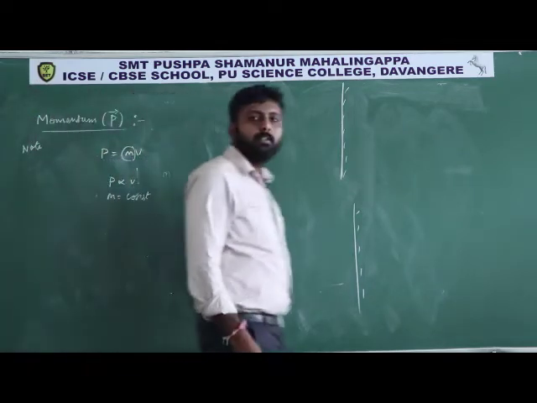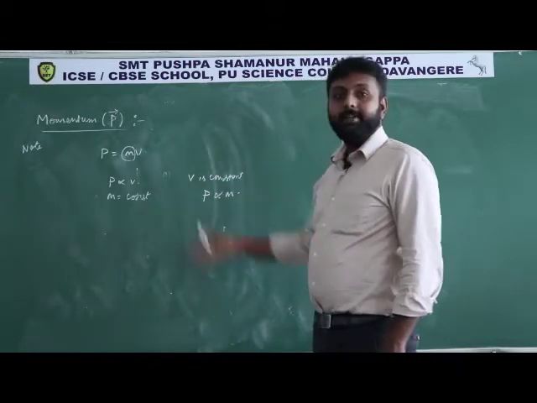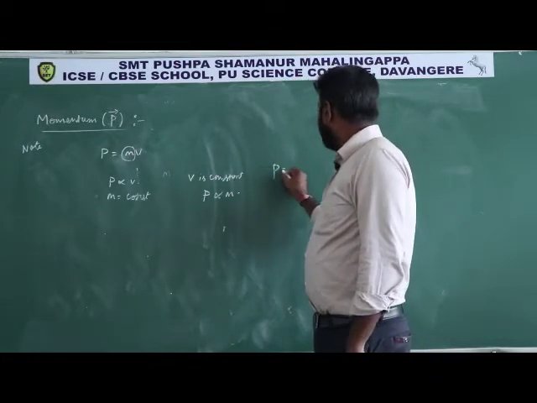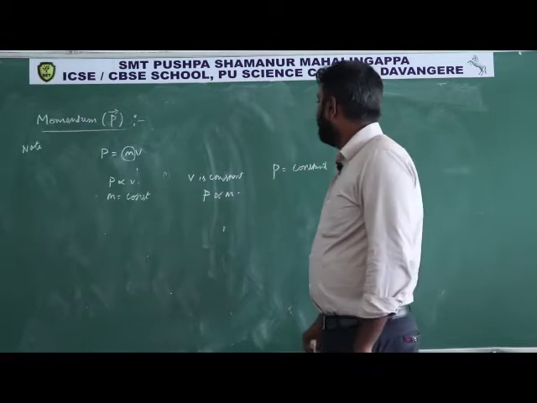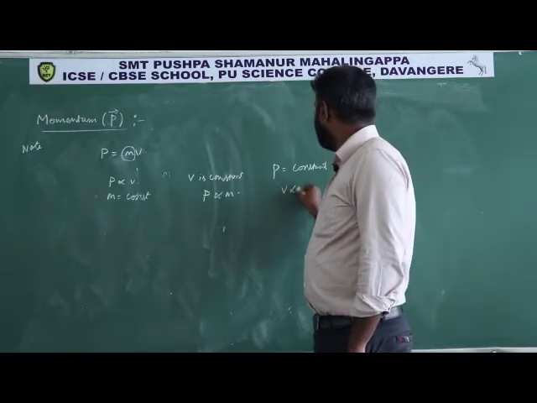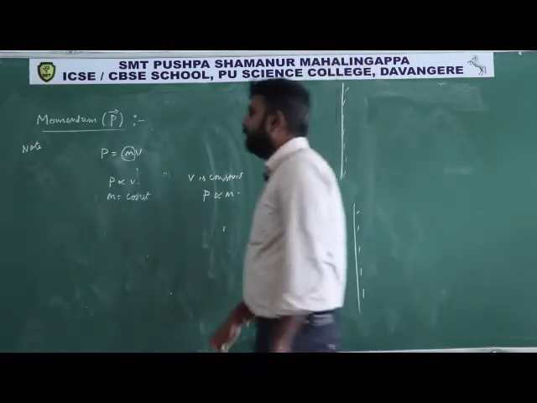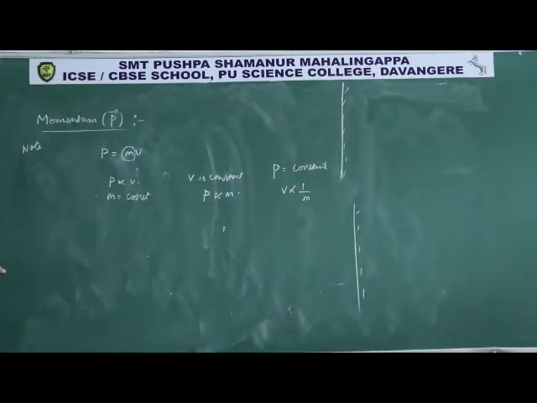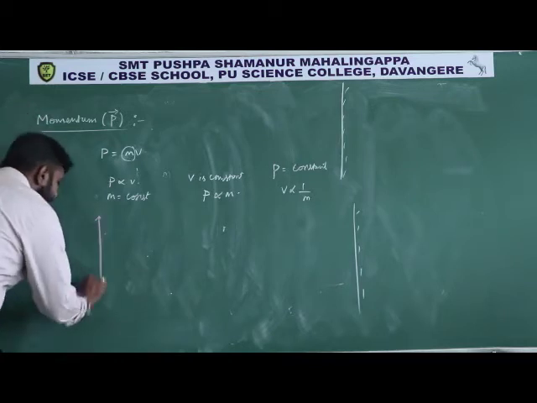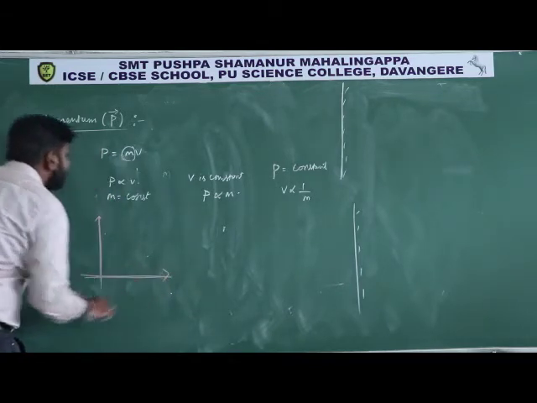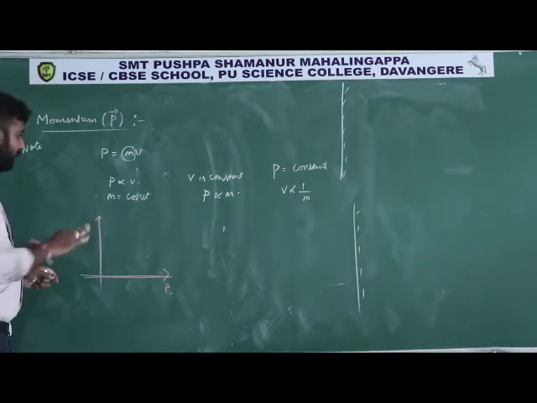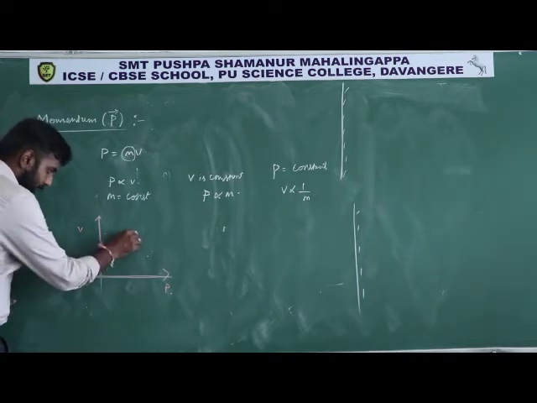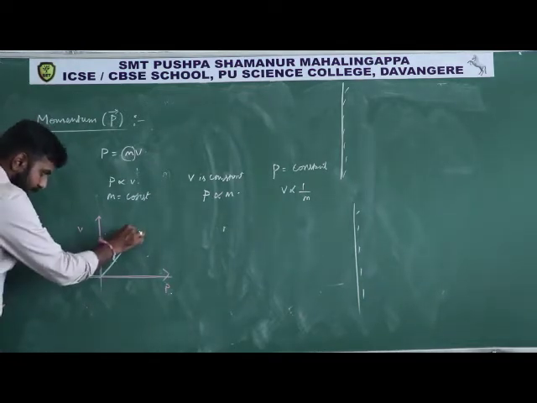In the next case, let us consider the product of m and v is constant. The product of m and v is nothing but momentum. If momentum is constant, then we can say the velocity is inversely proportional to mass. Based on these conditions, I will plot graphs. I will take momentum on one axis and velocity on the other, directly proportional. Always remember, directly proportional gives a straight line.